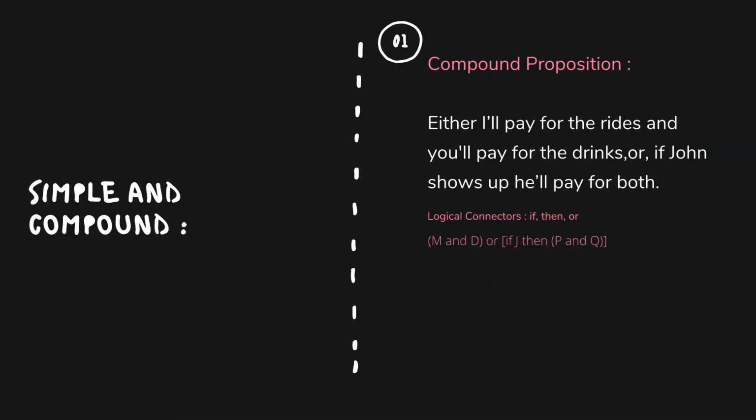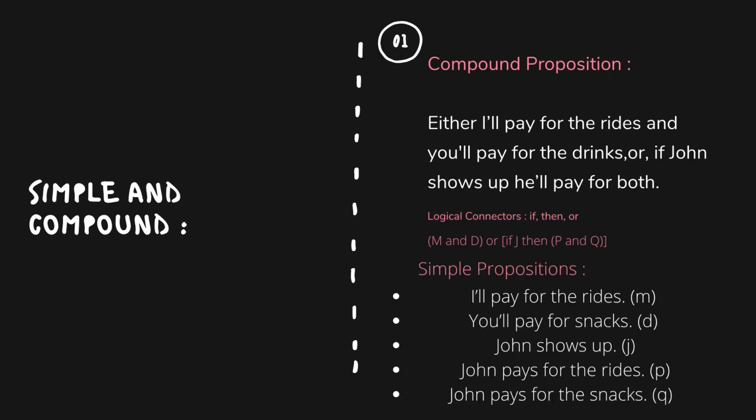Another example, the compound proposition is: either I'll pay for the rides and you'll pay for the drinks, or if John shows up, he'll pay for both. The logical connectors are if, then, or. When we put it in symbols, M and D, or if J, then P and Q. In simple propositions, the M is I'll pay for the rides, the D is you'll pay for the snack, the J is John shows up, the P is John pays for the ride, and the Q is John pays for the snack.